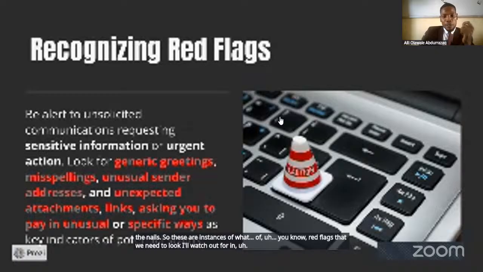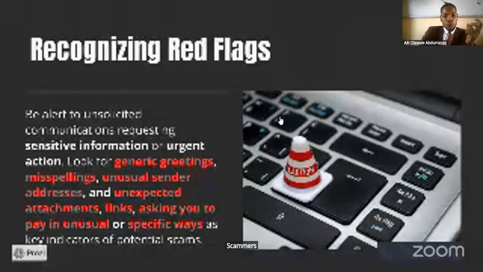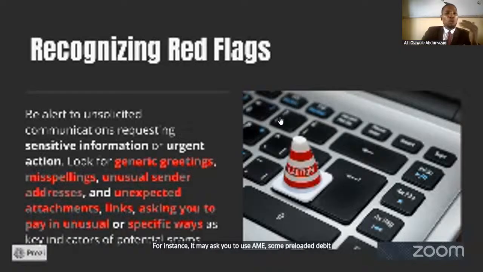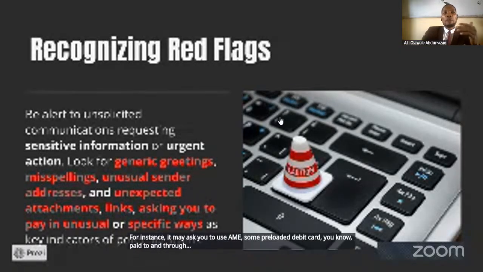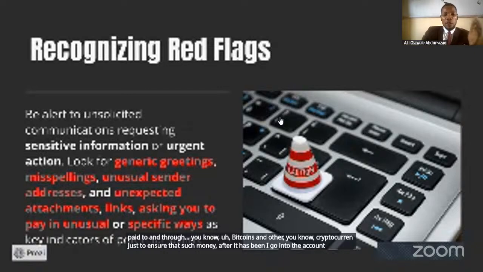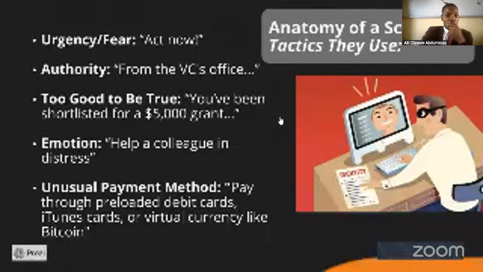And lastly, scammers will ask you to pay in unusual or specific ways. For instance, they may ask you to use a preloaded debit card, or pay through bitcoin and other cryptocurrency, just to ensure that such money, after it has gone into the account, can hardly be traced. So this is also part of what we need to look out for.